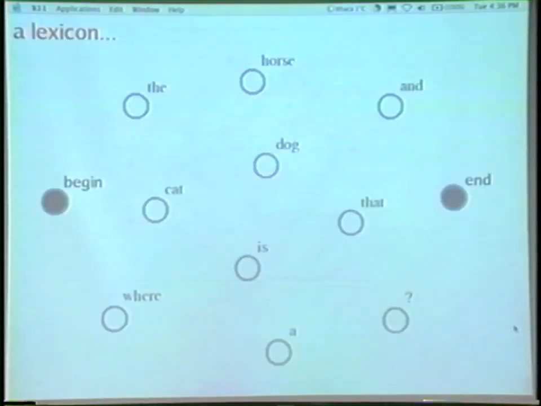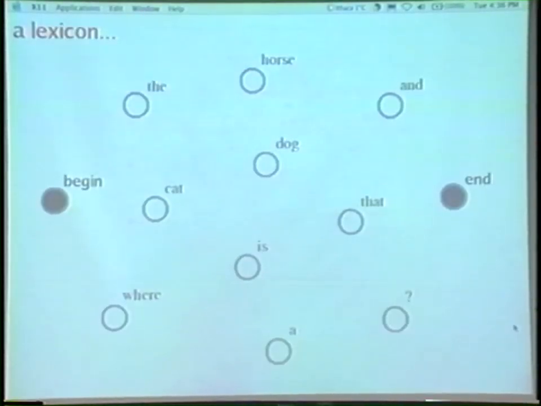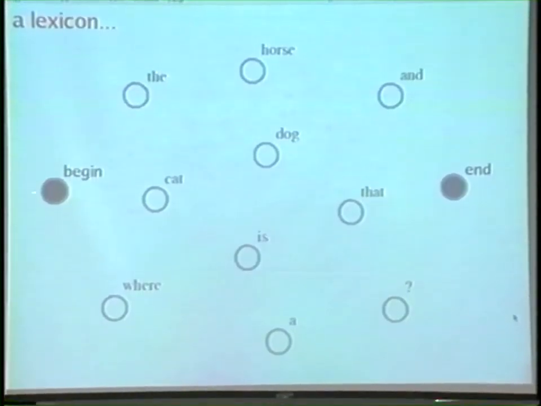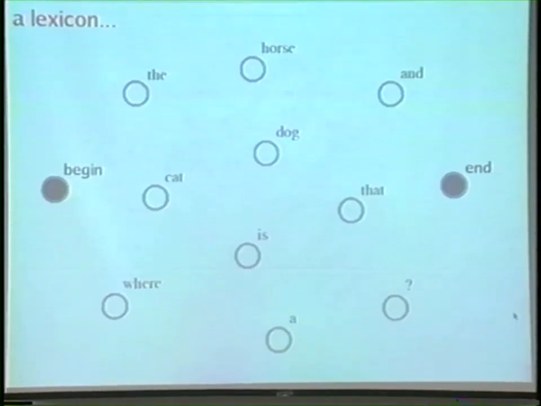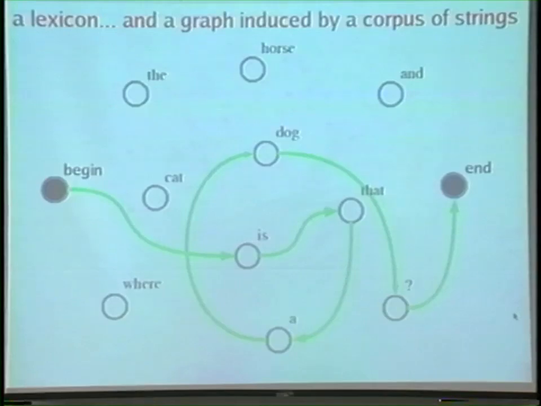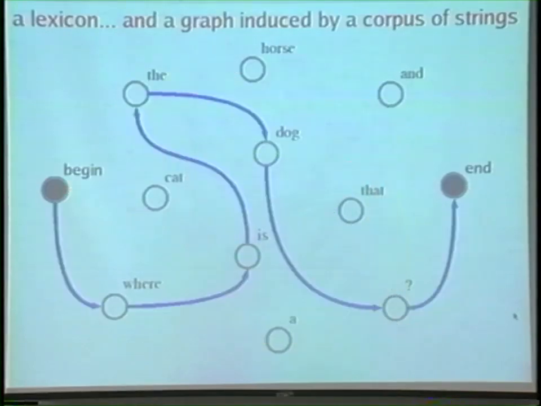So we start with a data structure that looks like this. It's a lexicon, just the unique words in what you'd call a lexicon, augmented with two special symbols, begin and end. The more sentences you adduce to a corpus, the more paths you have through this graph. So here, one sentence could be begin, implicitly, is that a cat? Question mark. And another sentence could be, is that a dog? And so on and so forth.